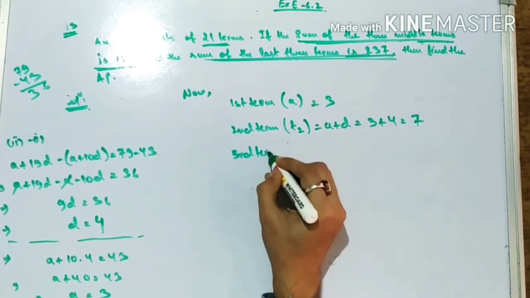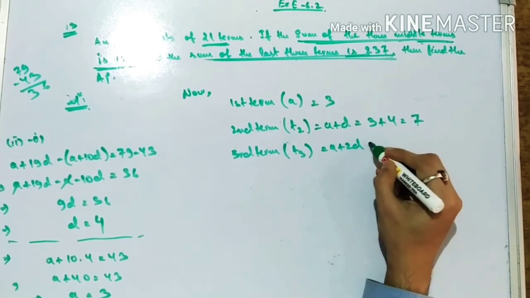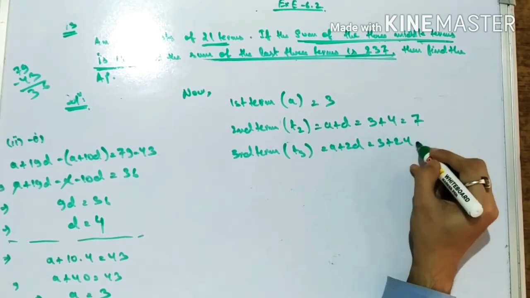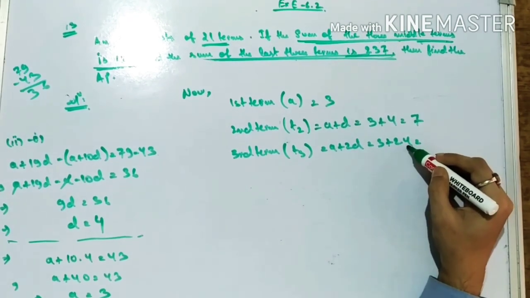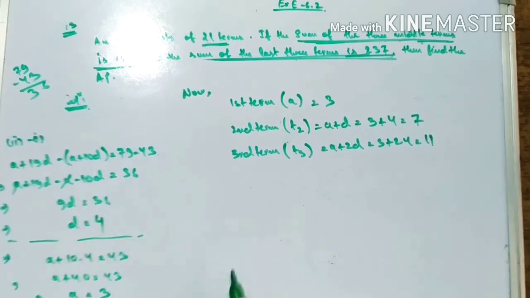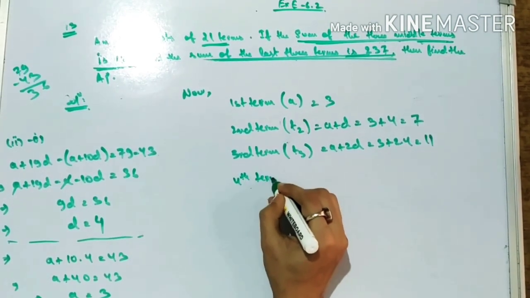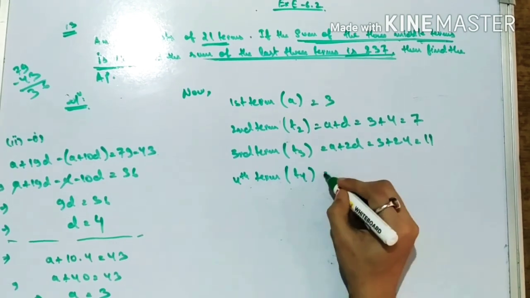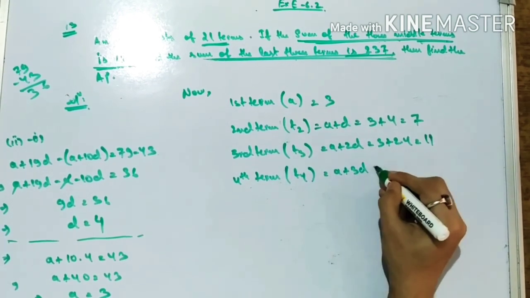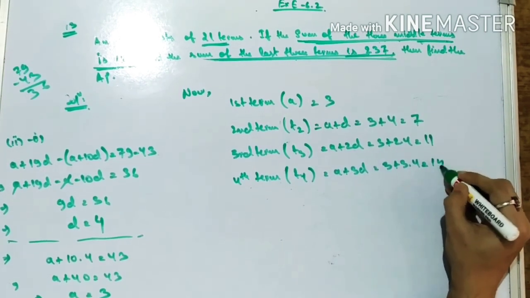Next, the third term, T3, is equal to a plus 2d, which is 3 plus 2 into 4. This will be 3 plus 8. How much will I get? 11. Yes, 3 plus 8 is 11. Next, the fourth term, T4, is a plus 3d. So this is 3 plus 3 into 4. 12 plus 3, I will get 15.